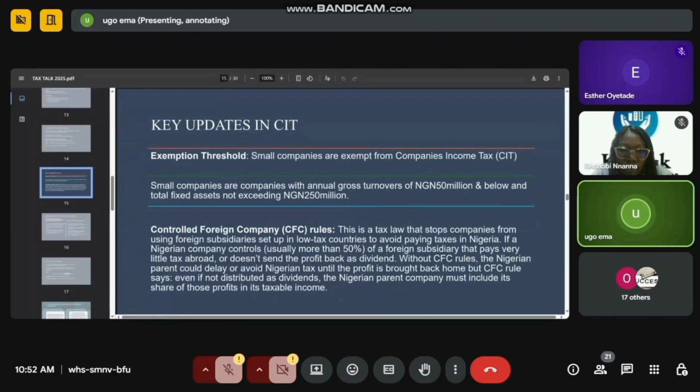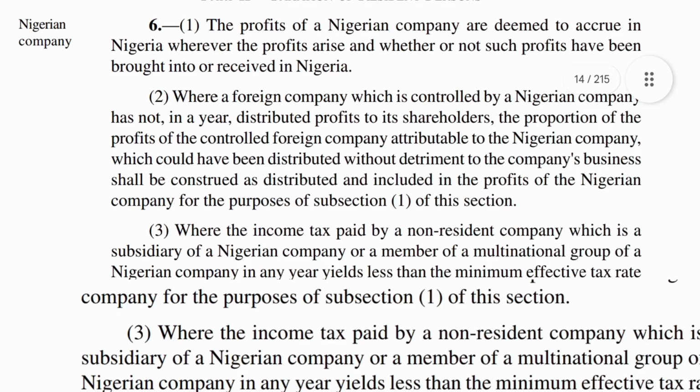But now what the rule is saying is that so long as you are a Nigerian parent company that controls a foreign subsidiary abroad, even though the profits that you have earned abroad are not sent back, even though you do not send it back as a form of profit here in Nigeria, so long as you have declared that you have earned that profit, that profit will be subject to company income tax, which is in line with Section 6, subsection 1 of the Nigerian Tax Act, which says that the profits of a Nigerian company are deemed to accrue in Nigeria, whether the profits arise and whether or not such profits have been received in Nigeria.